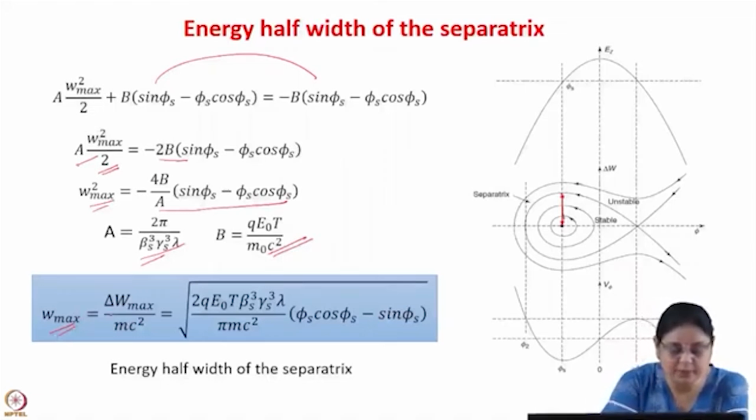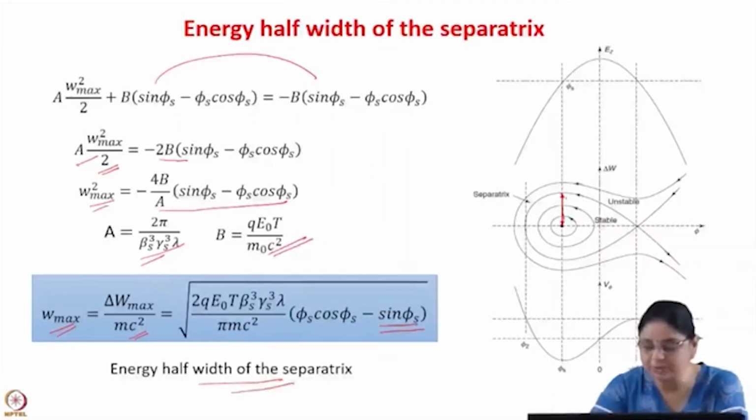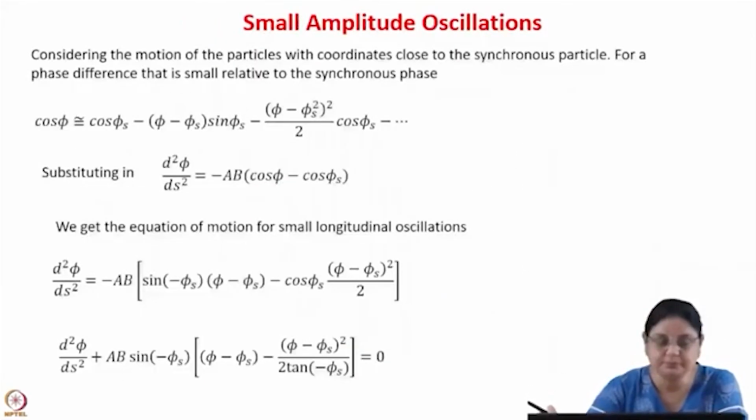This w max by definition is delta w by mc square. So this comes out to be the square root of 2q E0T beta s cube gamma s cube lambda divided by pi mc square, multiplied by (phi s cos phi s minus sin phi s). So this is the energy half width of the separatrix. In this way you can calculate the energy half width of the separatrix.